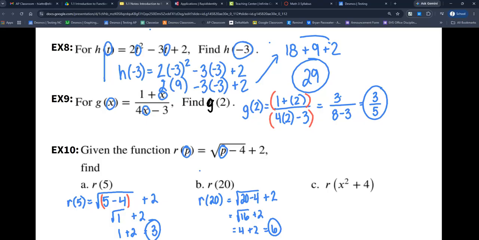I was seeing some kids lose their square root right there. They just said, oh, 20 minus 4 is 16, and then they added the 2. I saw several of you with an 18 as your answer. But the square root is still here.